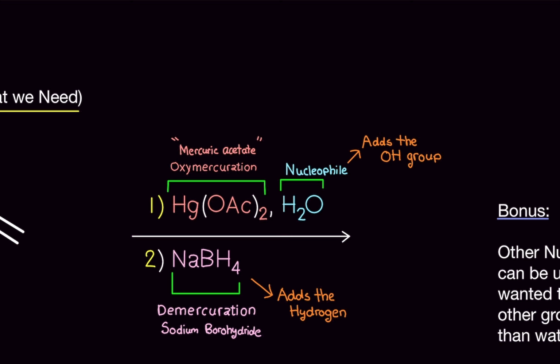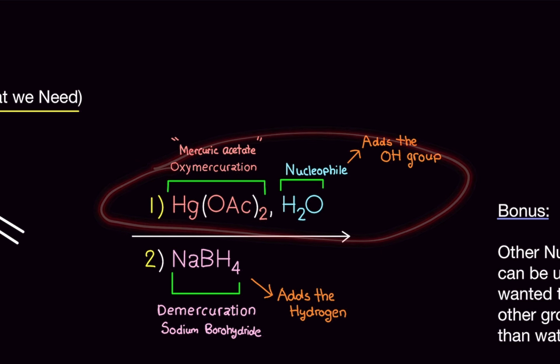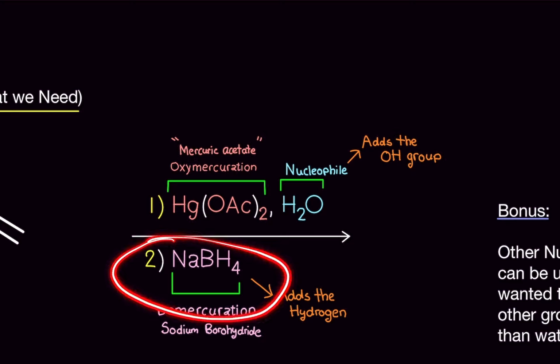Now you'll notice that you see a number 1 here and a number 2 here. This may be the first time you're going to be seeing this. But what this means is this stuff belongs in the first step of the reaction and this belongs in the second step. That's all it means. You treat it as different steps.